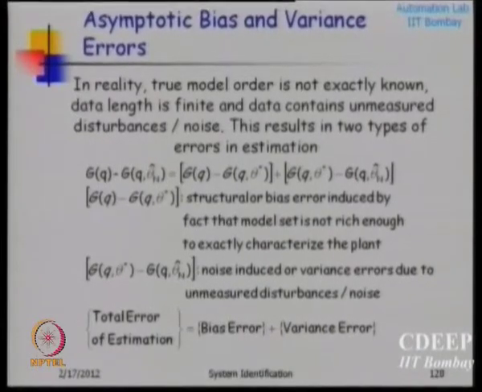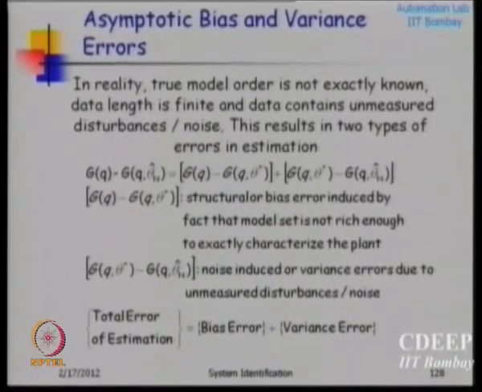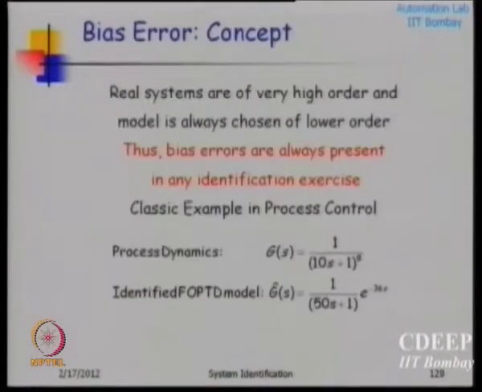So the total error in the estimation is a combination of bias error and variance error. Bias error comes because of structural mismatch, variance error comes because of the limitation of finite data length. They also come, of course, because of unmeasured disturbances and noise, but the two things are tightly related, and if you want to reduce the influence of noise on the estimation, you better take a larger data length. We'll see the relationship just by looking at the final expressions.